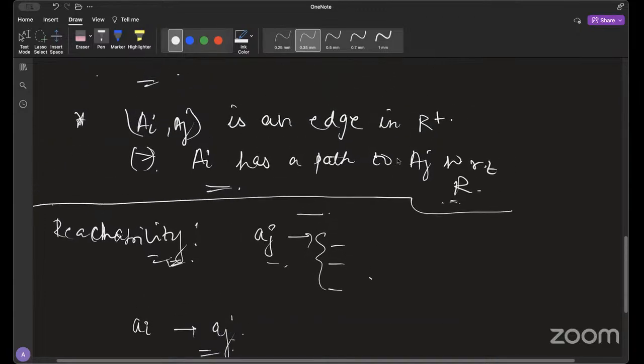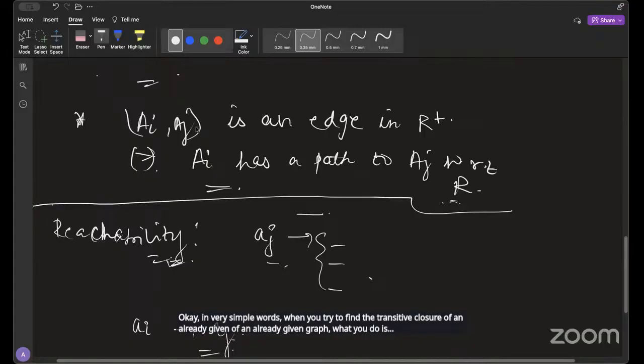Okay, in very simple words, when you try to find the transitive closure of an already given graph, you have the graph, and that graph is not necessarily a transitive graph. So you know what transitive means, right? If there's an edge from A to B, an edge from B to C, then there should be an edge from A to C. Every graph does not follow this rule. So what you do is you try to make another graph from the given graph, which is transitively closed. That's all. And that's how you do it. This is the way you do it.